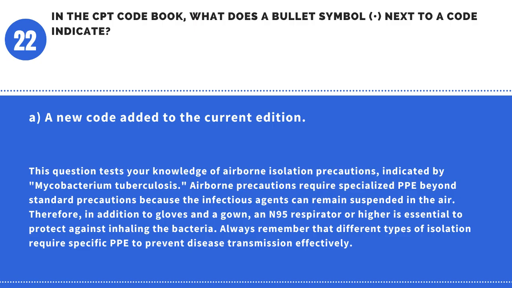This question tests your familiarity with the symbols used in the CPT codebook to provide important information about codes. A bullet symbol, placed to the left of a CPT code, signifies that it is a new code introduced in that specific edition of the codebook. Other symbols, like a triangle, indicate revisions. Paying attention to these symbols helps you stay updated on coding changes. Look for the bullet to spot brand new codes in the latest CPT manual.